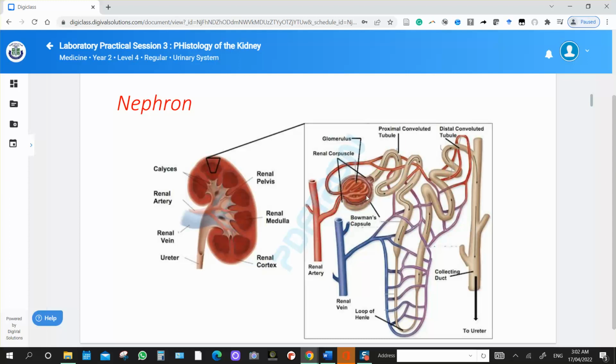Here you can see the parts of one nephron. So this is the glomerulus, in which you can see the afferent and the efferent arteriole coming in. This is the tuft of capillaries. Then you can see the PCT, and then the loop of Henle, descending loop of Henle, ascending loop of Henle, then the DCT, collecting tubule, and the collecting duct, which opens in the papilla, right?